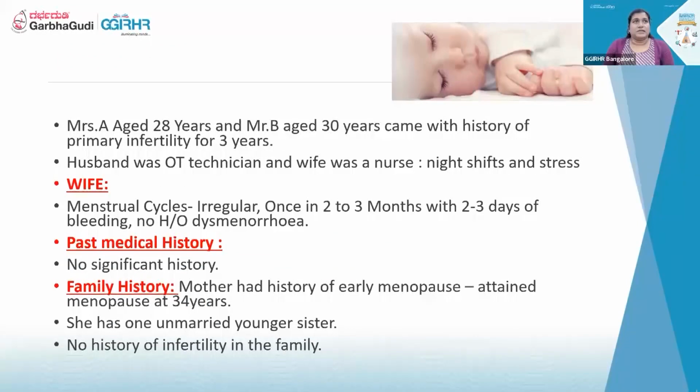This is the second case. A couple aged 28 years and 30 years came with primary infertility for 3 years. The husband was an OT technician and the wife was a nurse. So there were more night shifts and stress.